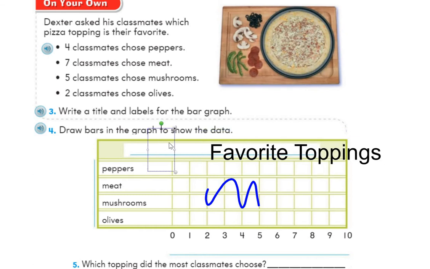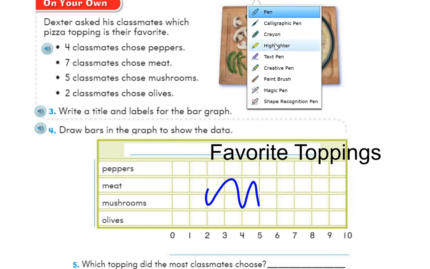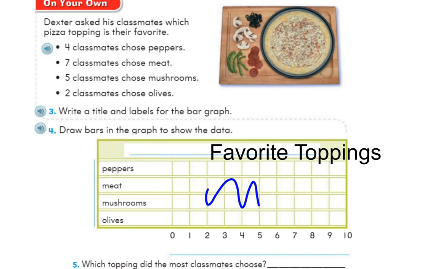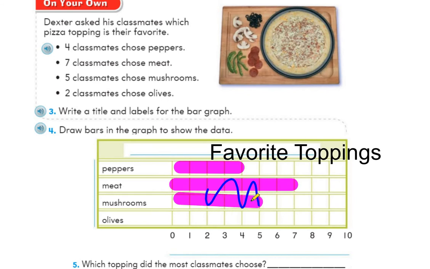Okay, so we have peppers, and 4 people chose peppers. So I'm going to get my handy dandy little marker out here. 1, 2, 3, 4 people chose peppers. 7 people chose meat, so I'm going to draw all the way out to the 7 here. And 5 chose mushrooms, so I'm going to draw out to the 5. And olives was just 2. Okay, I like olives, but not just plain by themselves.